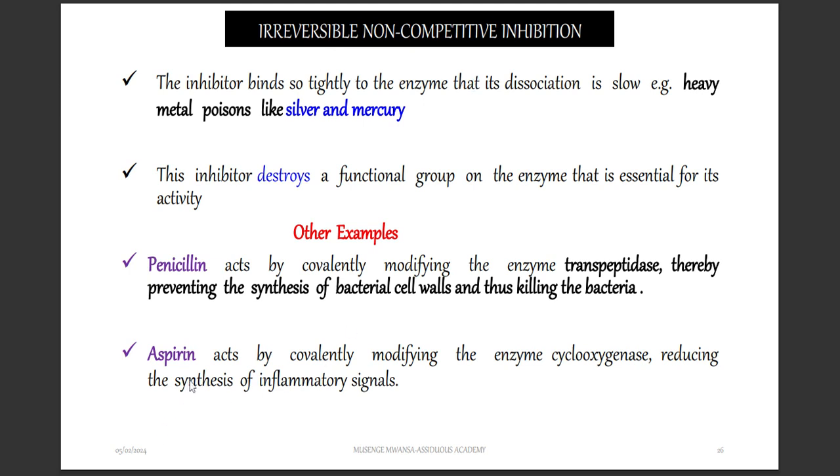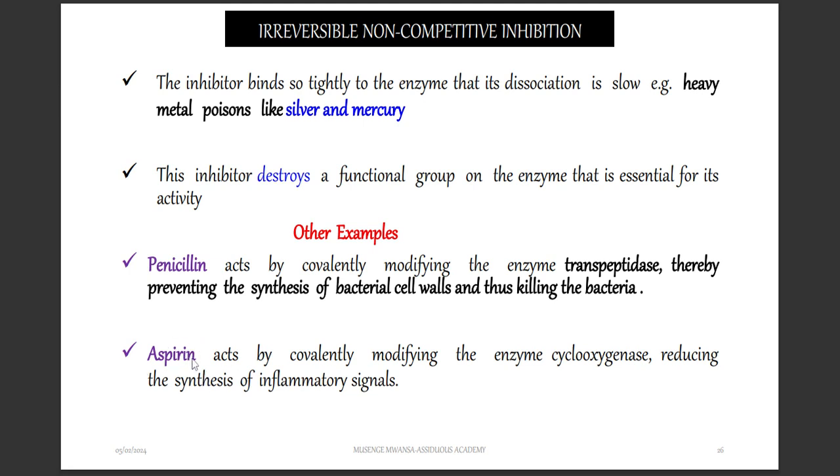You also have aspirin. Aspirin is going to act by covalently modifying the enzyme cyclooxygenase, and that will reduce the synthesis of inflammatory signals. Now, aspirin is going to be used in case someone has inflammation. For example, you have got an allergic reaction, or maybe you've been bitten or stung by a wasp. To be able to reduce that inflammation, ukfimba, this can help.